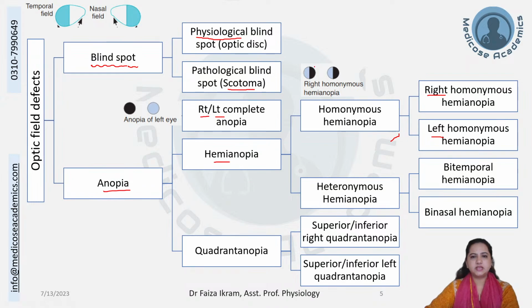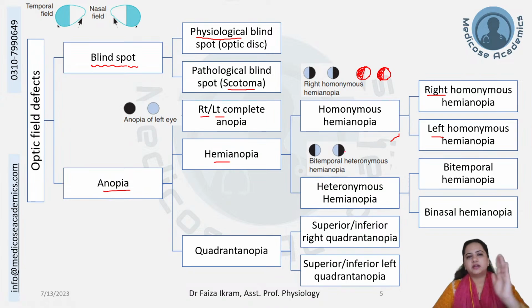Something like this. The black one is showing the blindness, the loss of vision, and the gray one is the normal vision. So this is showing right homonymous hemianopia. If it would have been left homonymous hemianopia, the left field of vision of both eyes would have been lost. On the other hand, heteronymous hemianopia is that for both eyes, different sides of the field of vision are lost.